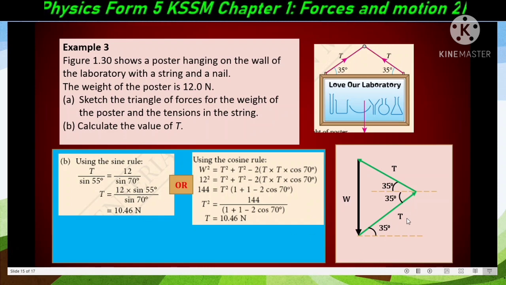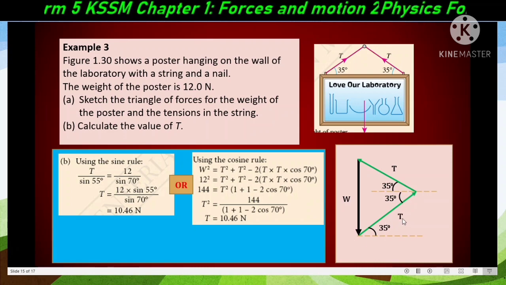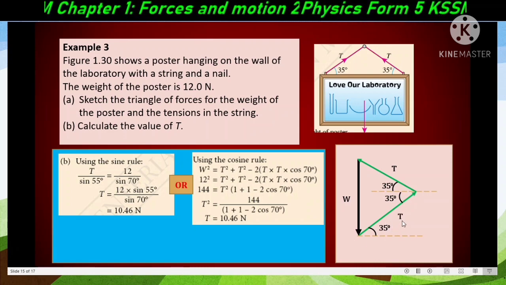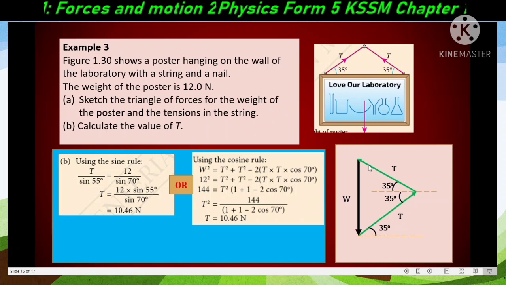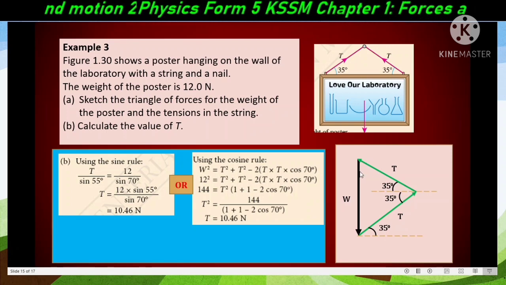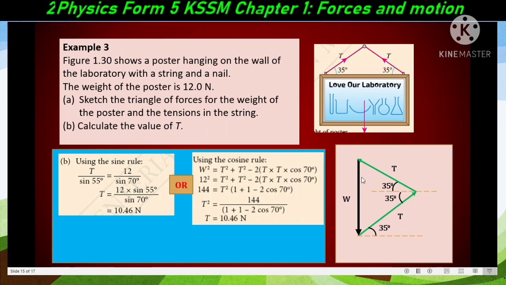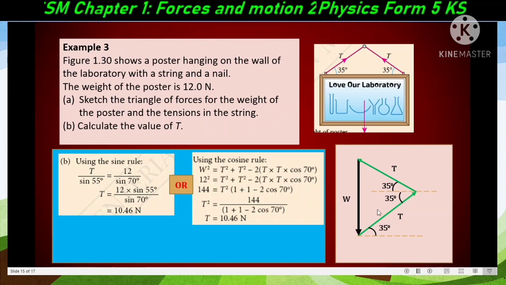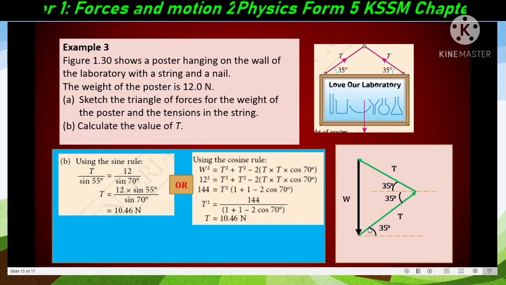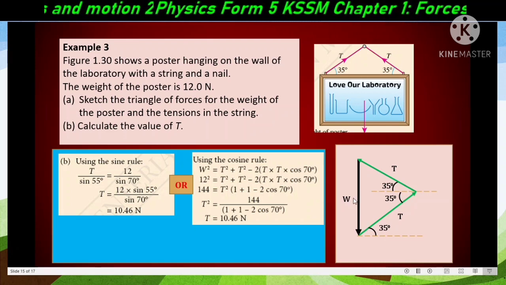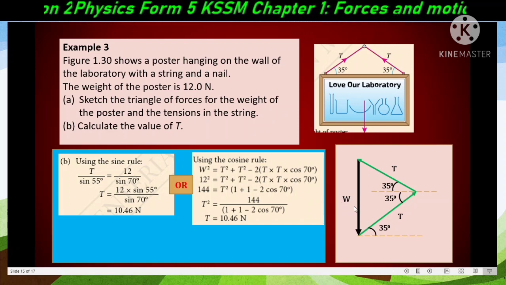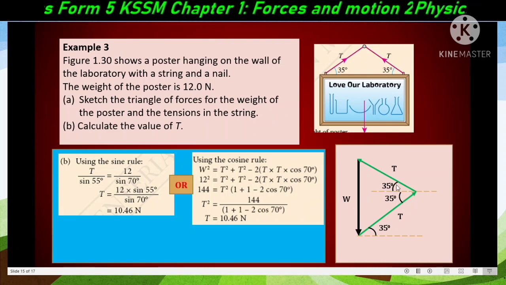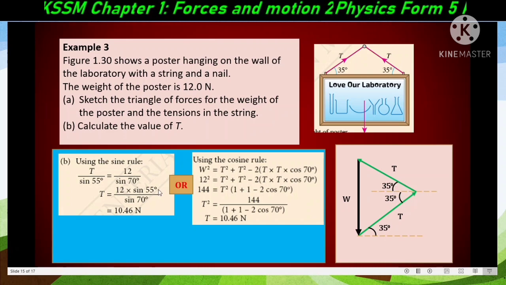So this one we call the sine rule. If you use this side, the magnitude is T. T divided by sine of the opposite angle to that side equals the next T divided by sine of its opposite angle, and then equals W divided by sine of the opposite angle here. Okay, so we get the answer.